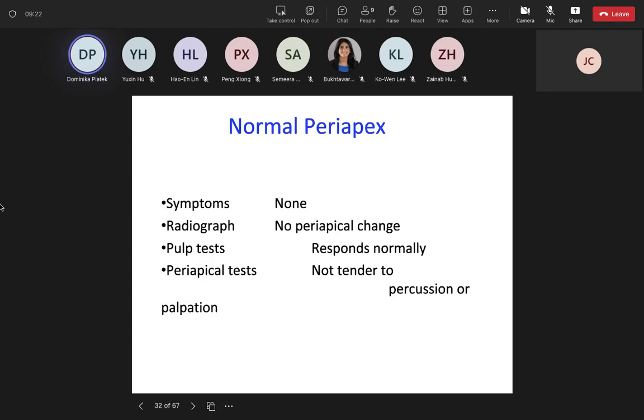For the normal periapex, we won't see any symptoms. We won't see any changes at the radiograms. There will be nothing visible there. For the pulp tests, if everything is okay, they will respond normally. For the periapical test, this area will not be tender to percussion or palpation.